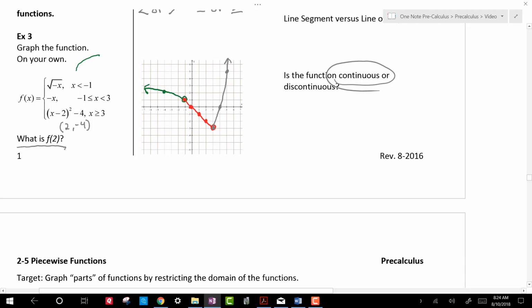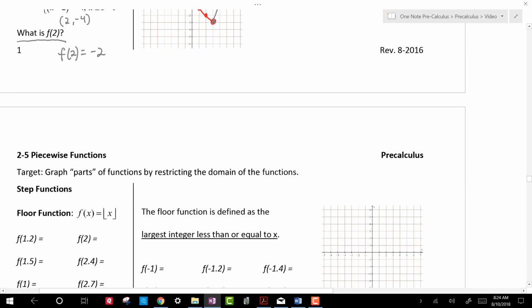The question here says, what is f of 2? Now there's two ways I could look at this. I could go back and look at the 3 restrictions here. Where does 2 fit in there? It fits in the middle one right here. So I could simply plug in 2 for x, and I know that it's -2. Or I could come over to my graph, and I could say, okay, x is equal to 2 right here. What's the y value down there? It's -2. So f of 2 is equal to -2. All right, let's keep moving on here.